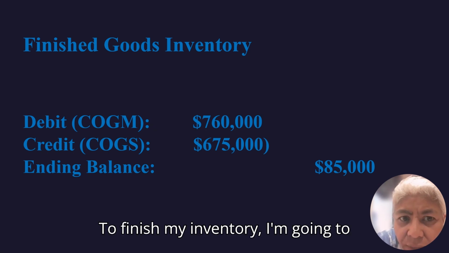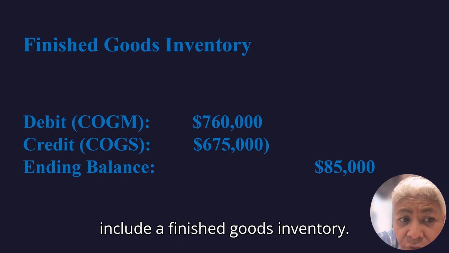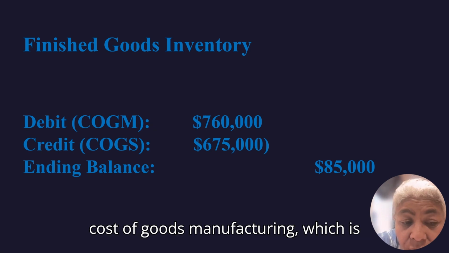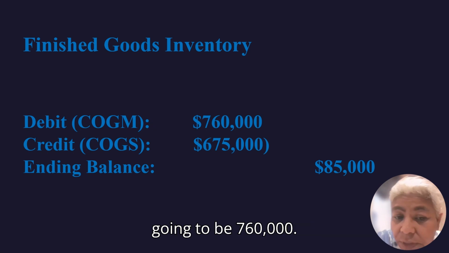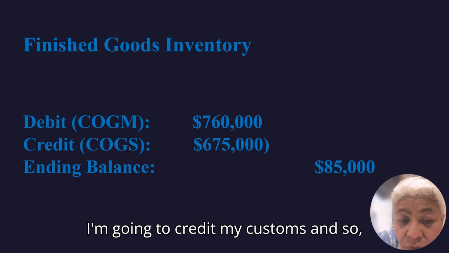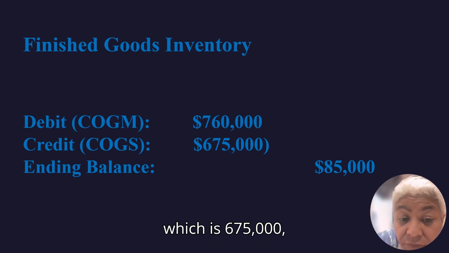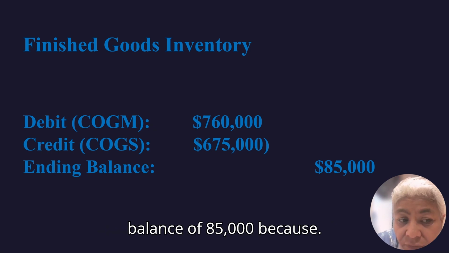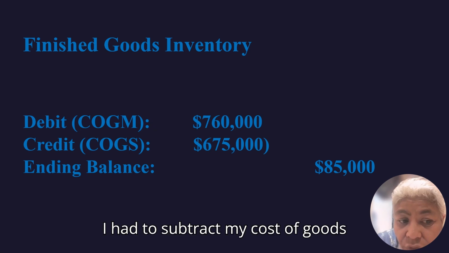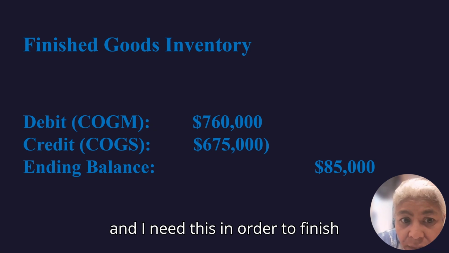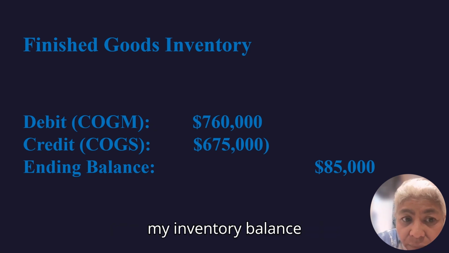To finish my inventory, I'm going to include a finished goods inventory. This will include my cost of goods manufactured, which is 760,000. I credit my cost of goods sold, which is 675,000, which gives me an ending balance of 85,000, because I subtract my cost of goods sold from my cost of goods manufactured. I need this in order to finish my inventory balances.